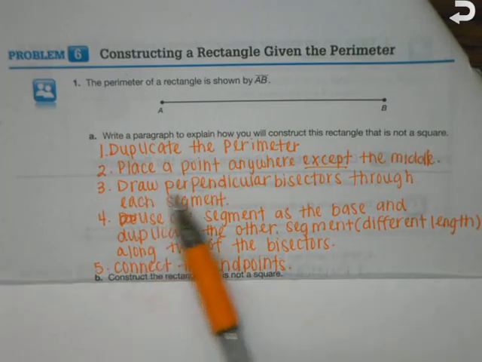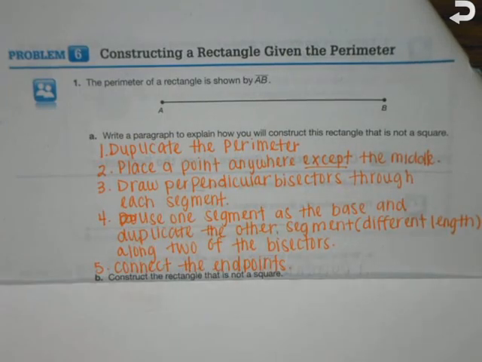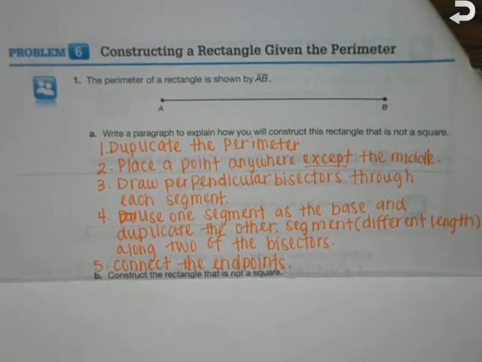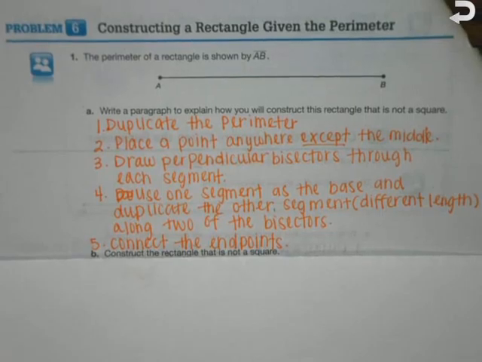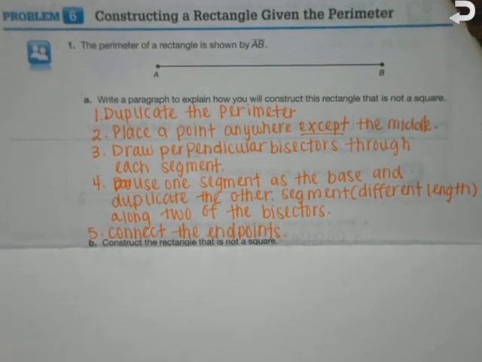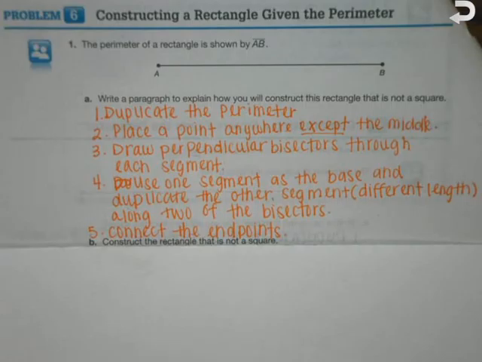We are going to construct a bisector through each of those 2 segments because while rectangles don't have 4 equal sides, they do have 2 sets of equal sides. So we're going to bisect the 2 different segments. And then we're going to pick either the shorter one or the longer one as our base. And we're going to duplicate the other segment, the one with a different length, along 2 of the bisectors and then connect the endpoints. So instead of constructing 3 bisectors, we're only going to construct 2 bisectors in this case.